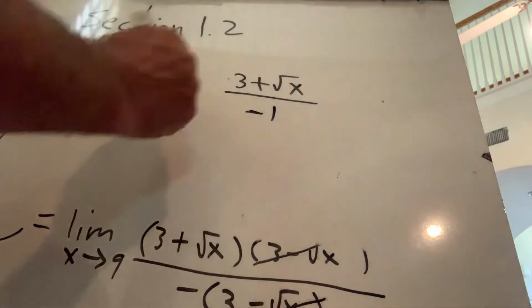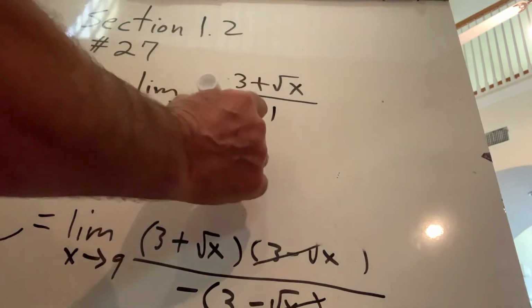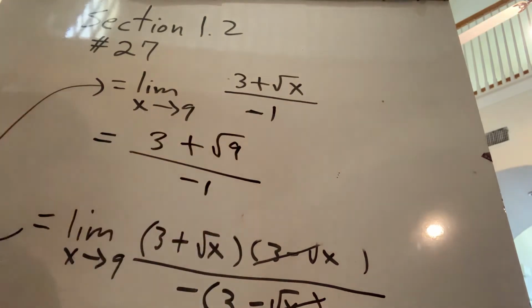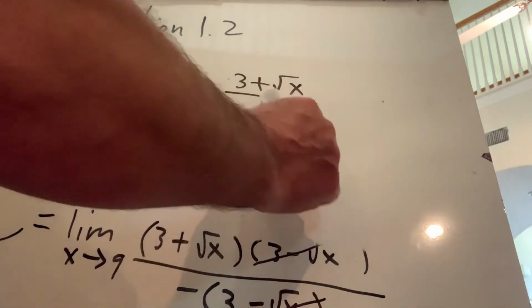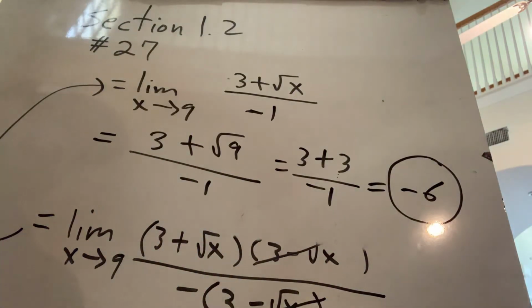Now as you plug in the number 9 in place of x, that becomes 3 plus the square root of 9, all over negative 1. Of course, the square root of 9 is 3. So that's 3 plus 3 over negative 1, which is 6 over negative 1, which becomes negative 6. Okay, so there is your limit as x approaches 9 of that expression. Okay, I hope that helps.